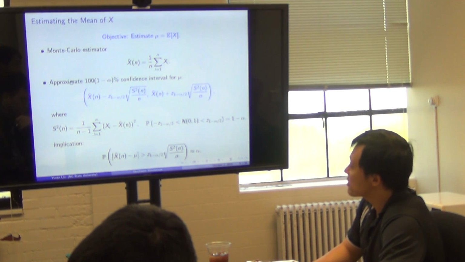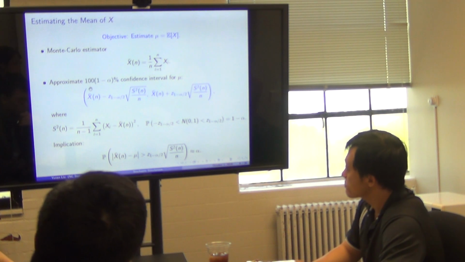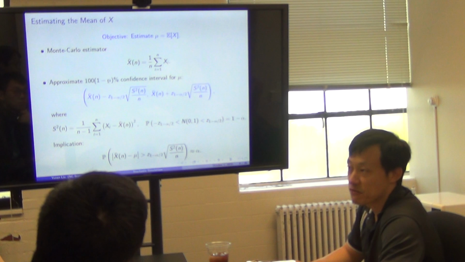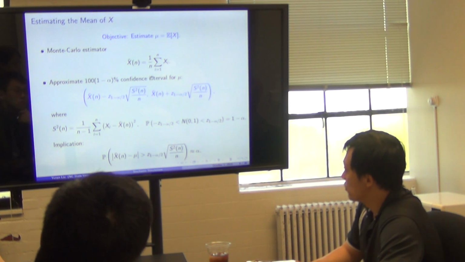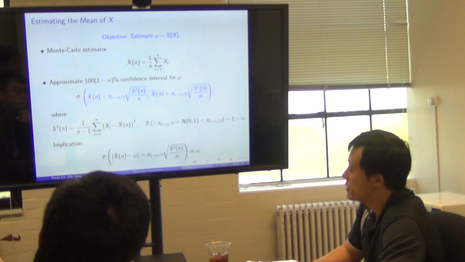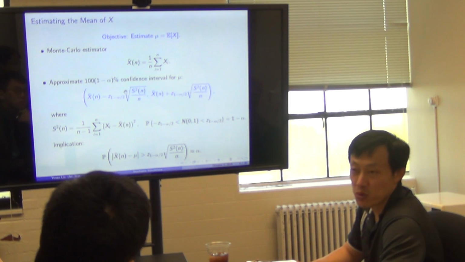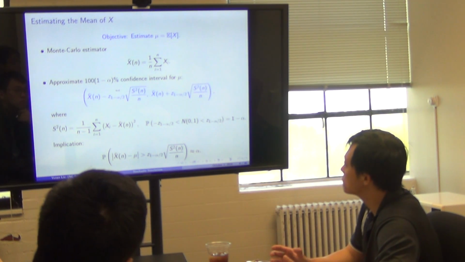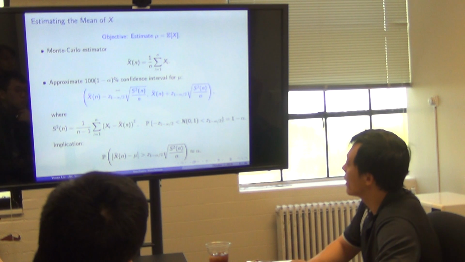All right, this is something we derived earlier: the approximate 100 times (1 minus alpha) percent confidence interval for mu, where alpha is a fractional number, is given by this. When we say approximate, we mean that when n is large enough, this is behaving like a normal, so we have a normal quantile appearing here. You have seen this derived earlier in topic 1, I think.